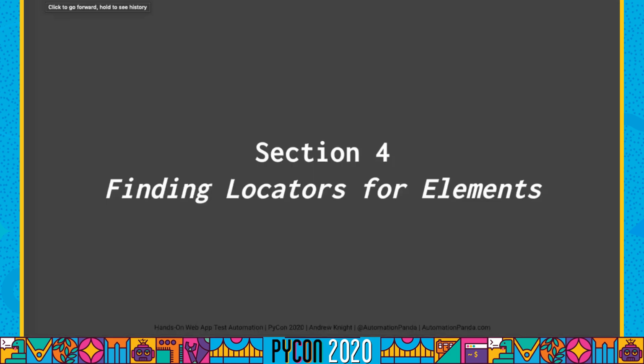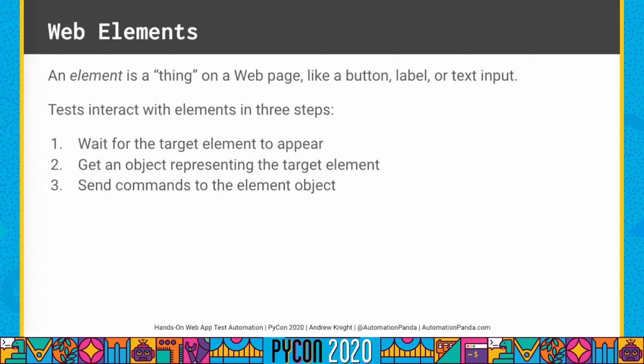Let's move on to section 4, finding locators for elements. A web element is a thing on a web page. Things like buttons, labels, text inputs are all what we call elements. In fact, everything you visually see on the page must be a web element.